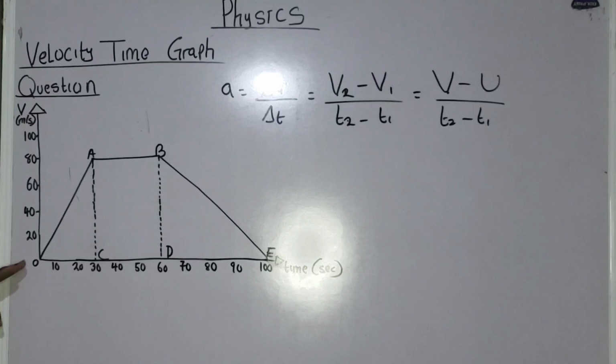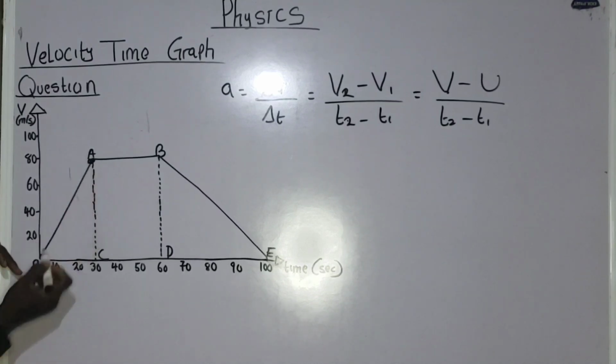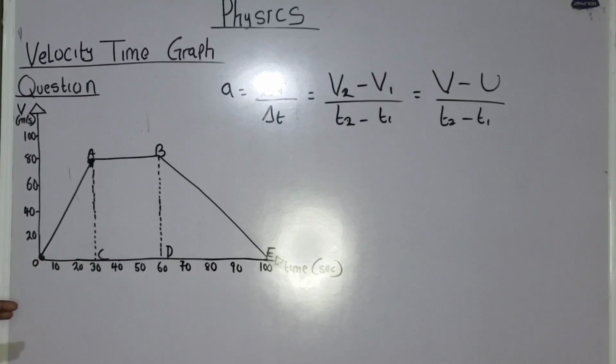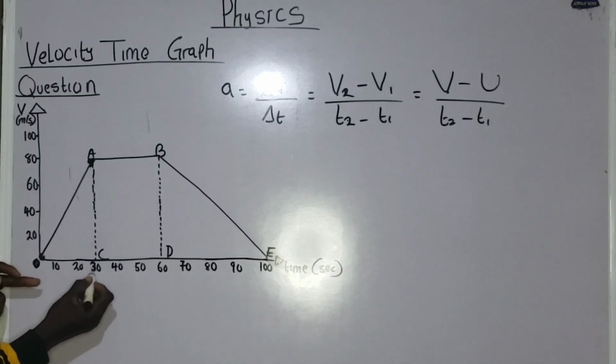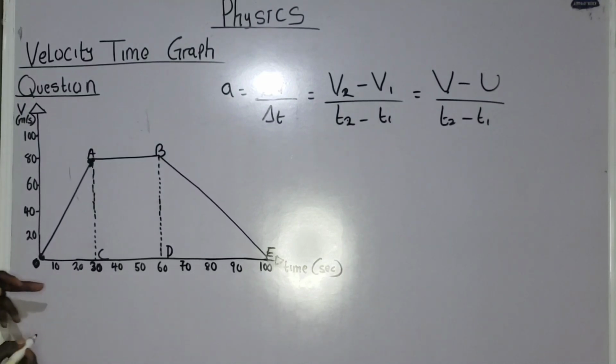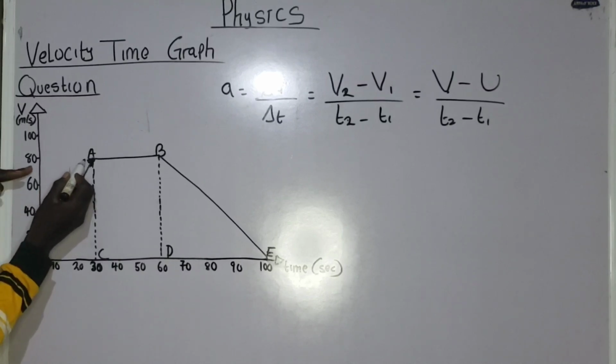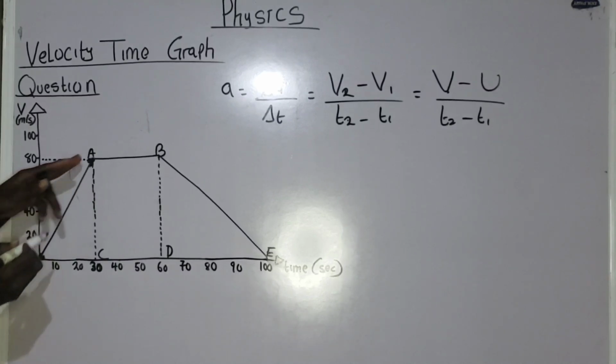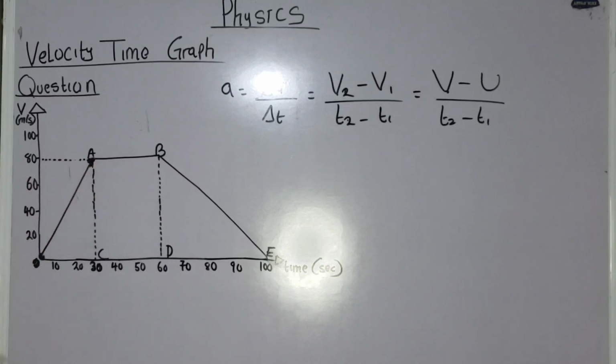The acceleration for the first 30 seconds is this line, line OA. So now let us calculate the gradient of line OA. This is the initial time. This is the final time. 30 seconds is the final time. 0 is the initial velocity. And 80, let us trace this. You trace the highest point. Please pay attention. It's simple.